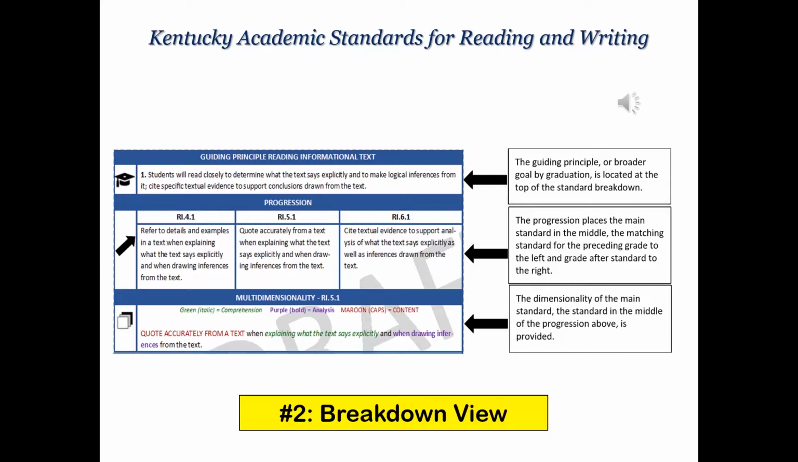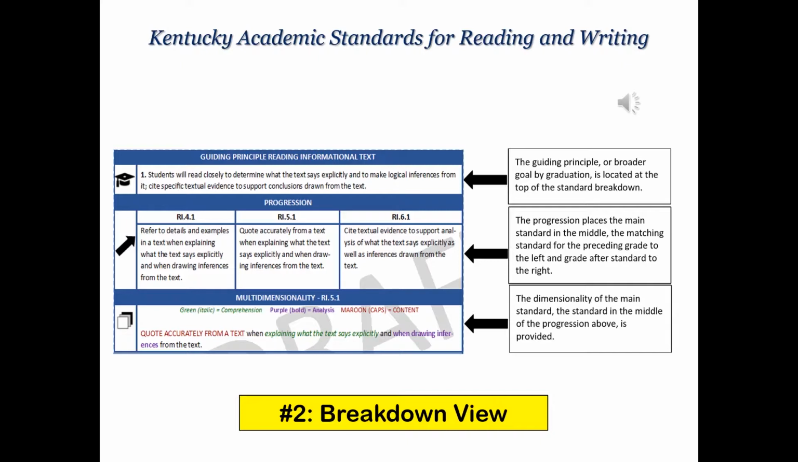As you can see, the legend there shows if the word is in green or italic, and I love the fact they realized not all schools would have colored printers to copy these for teachers. So if it's green or in italic, that is the comprehension part of the standard. If it's purple or bold, it's the analysis part of the standard. If it's maroon and in caps, that's the content.